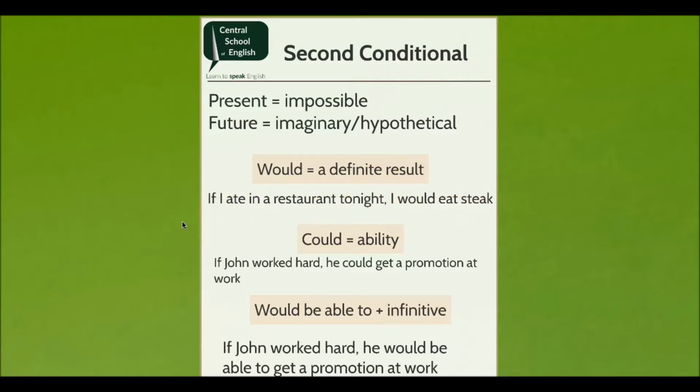We learned that when we use the modal verb could in second conditional sentences, we are speaking about possible ability. For example, if John worked hard, he could get a promotion at work. We also practiced using the structure would be able plus to plus the infinitive of a verb in second conditional sentences to speak about possible ability. For example, if John worked hard, he would be able to get a promotion at work.